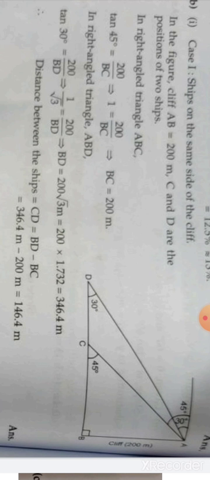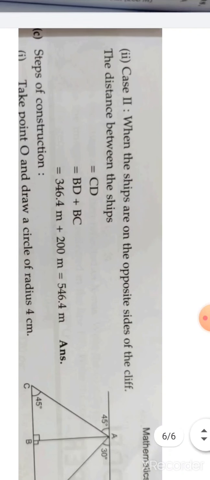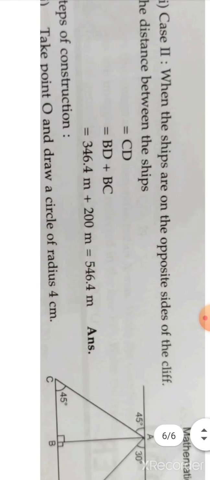So substituting it and multiplying by 200, we get 346.4 meter. Now we want to find the distance between the two ships. So we have to calculate CD value by taking BD minus BC. So BD value is 346.4 meters and BC is 200. By subtracting them, we get 146.4 meter as our first answer, which is case 1 in which ships are on the same sides of the cliff. Now see the second case in which the ships are on the opposite sides of the cliff.